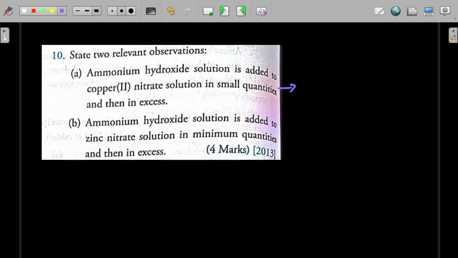Ammonium hydroxide and copper 2 ions. We just saw that now. So for this, in excess, what do we add? It's insoluble and gives... For initially, what does it form? Then what happens in excess? Soluble. What is your doubt, Aryan?